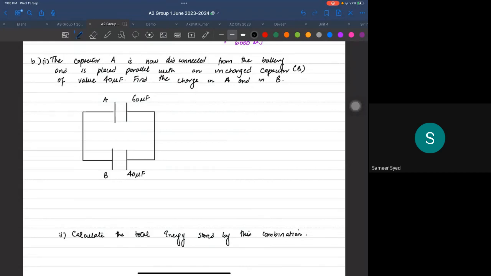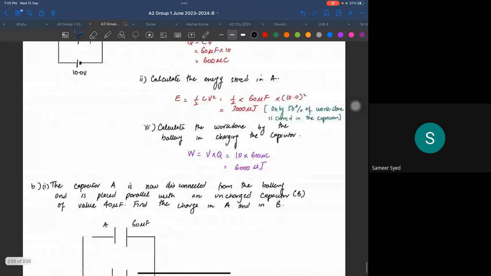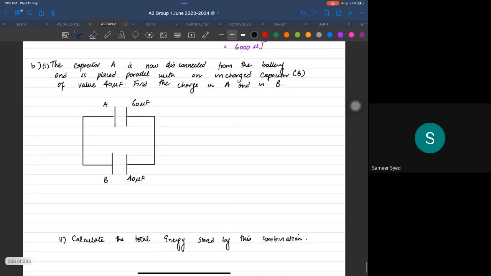The trick to this question is, I'm just going to give you a tip: in the previous part it was charged by the battery, the total charge on A was 600. So this is the trick. But now we need to find what is the charge on both of them when they're connected in parallel.